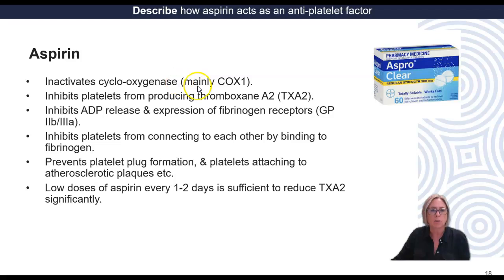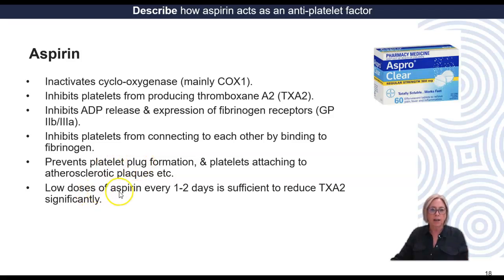By inhibiting COX-1, it's going to inhibit the formation of prostaglandins and thromboxane A2, which is what we're interested in this topic. So, inhibiting platelets from producing thromboxane A2 will also then inhibit ADP release and expression of those fibrinogen receptors. That will then inhibit platelets from connecting to each other by binding to fibrinogen, and therefore it will prevent platelet plug formation and platelets attaching to those atherosclerotic plaques.